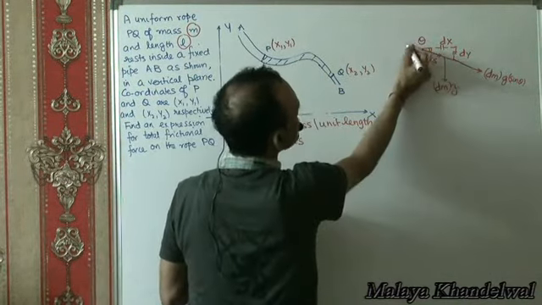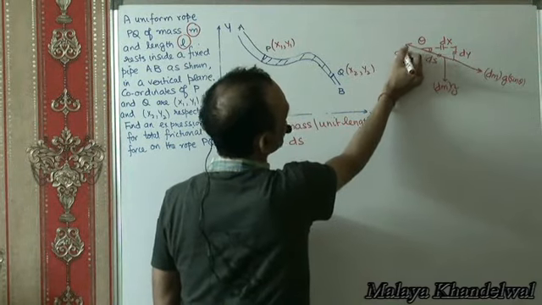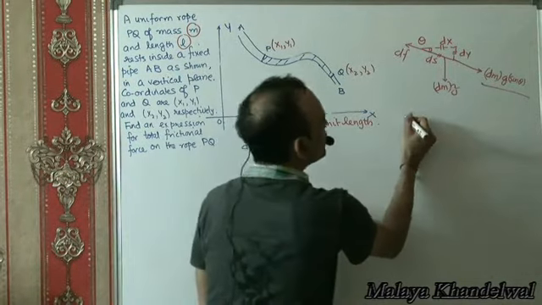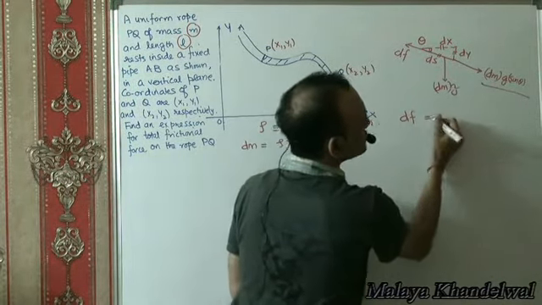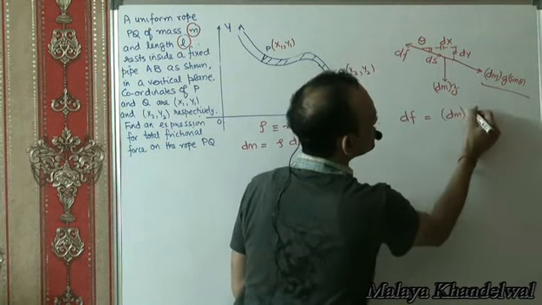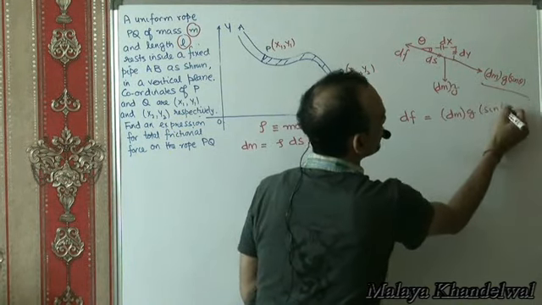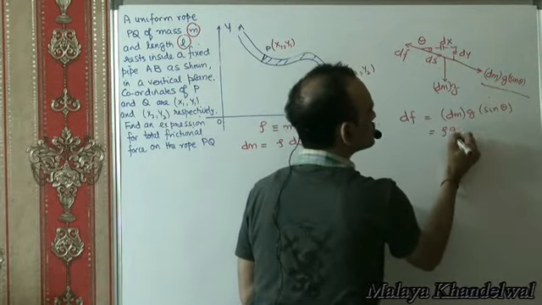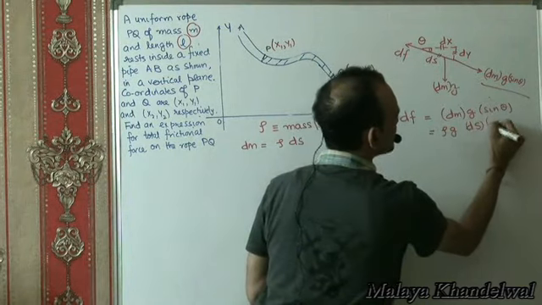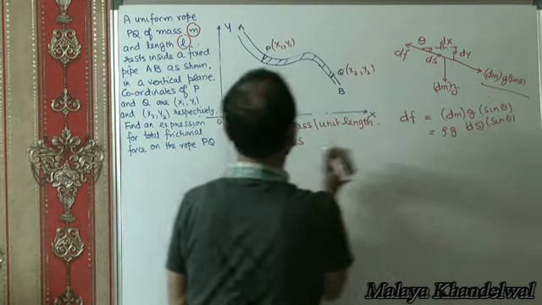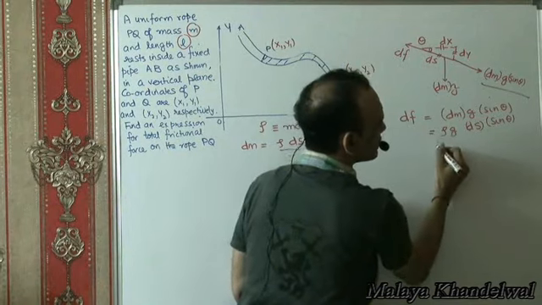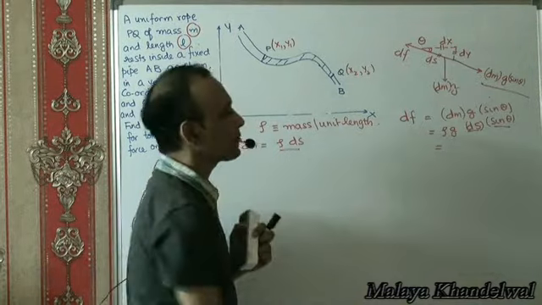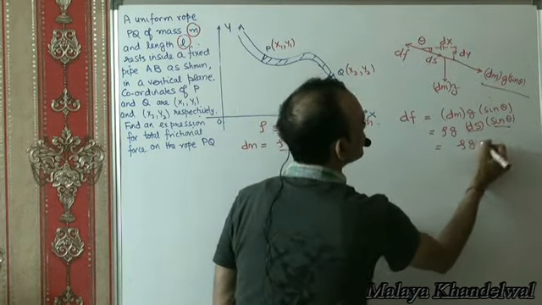Now the frictional force acting on it, df, would just about balance this weight, right? So df will take care of the weight, dm g sine theta. But what's dm? dm is rho into ds. So rho g ds sine theta. But what's ds sine theta? Do you realize ds sine theta is dy? So this is rho g dy.